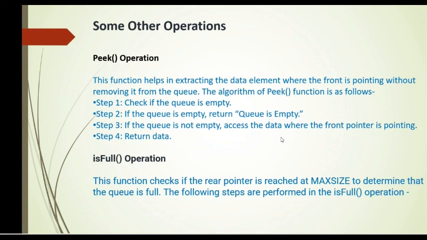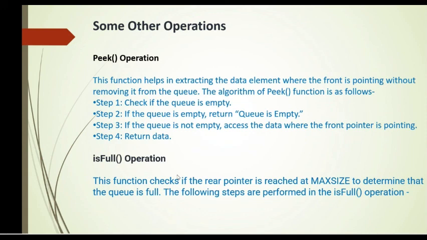Peek operation. Peek is a very simple operation and it returns you the first element of the queue. So, how can you get it? It is very simple. You just need to access where the front pointer is pointing. So, you just print Q front. It will return you the element which was entered first into the queue.